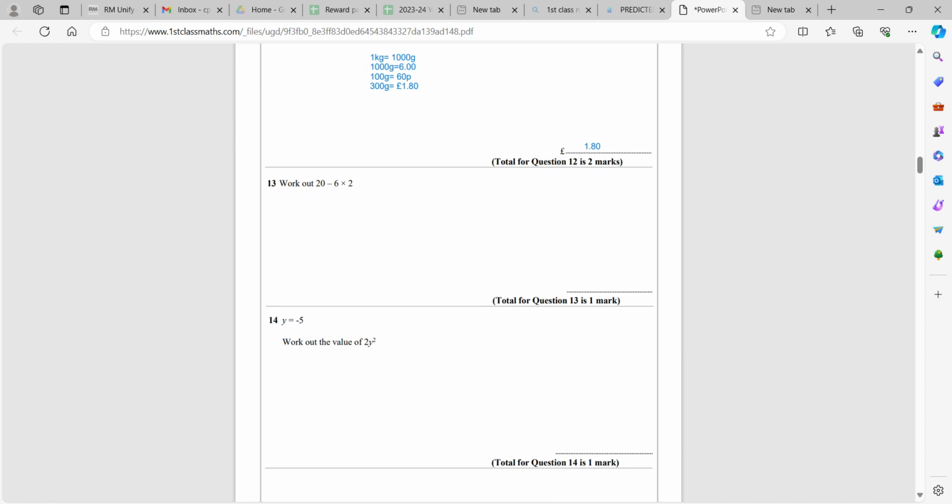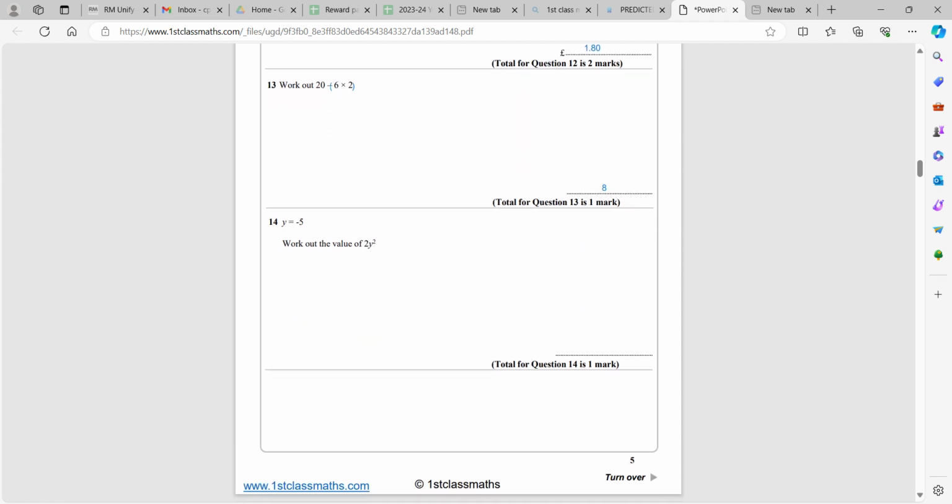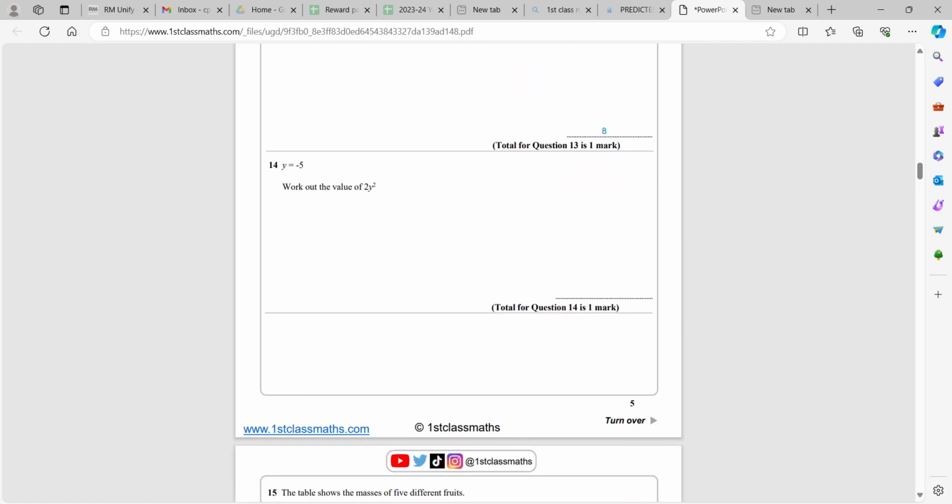Work out 20 minus 6 times 2. What we're looking for here is brackets to be put around the 6 times 2. So we're looking for a bracket there, and we're looking for a bracket there. Now 6 times 2 is 12, 20 take away 12 is 8. You'll know that is BIDMAS or BODMAS. Again, only 1 mark, so you need to be getting that 100% correct.